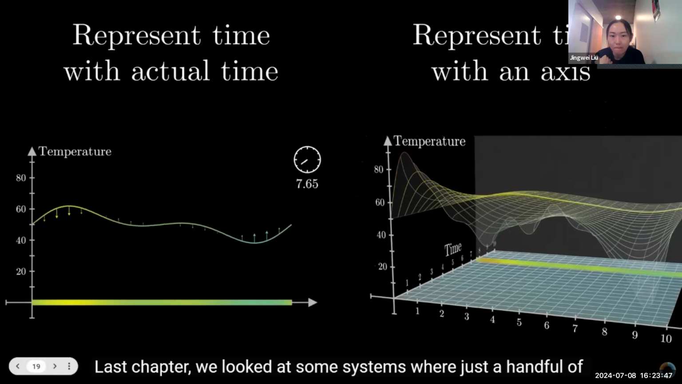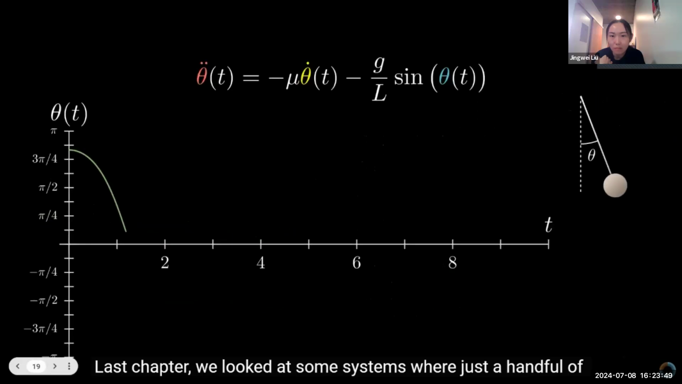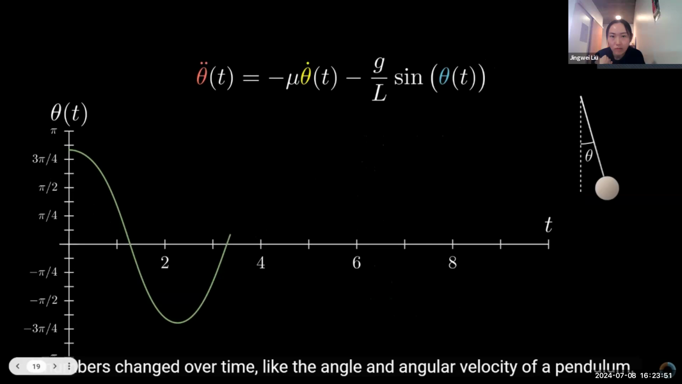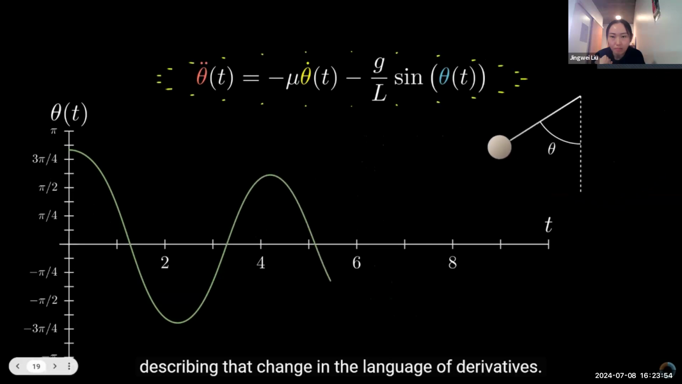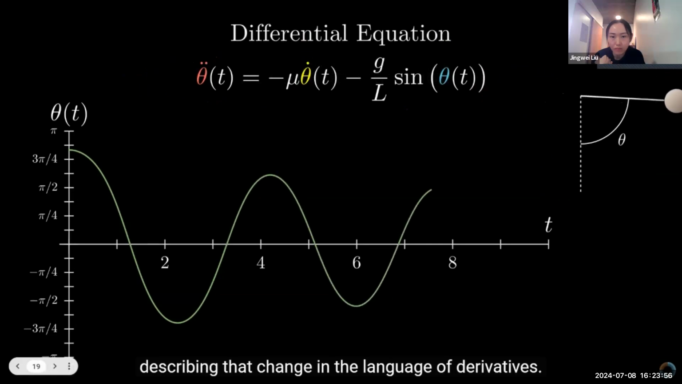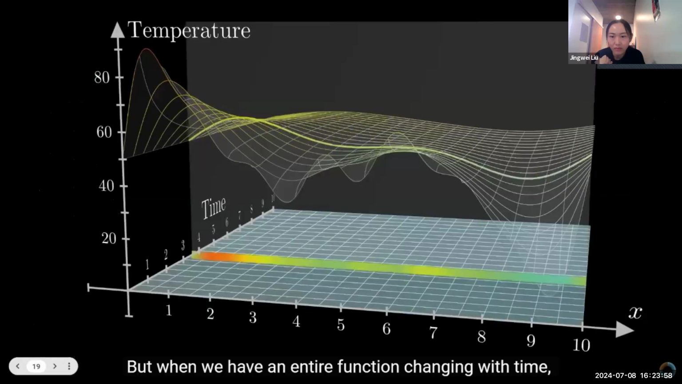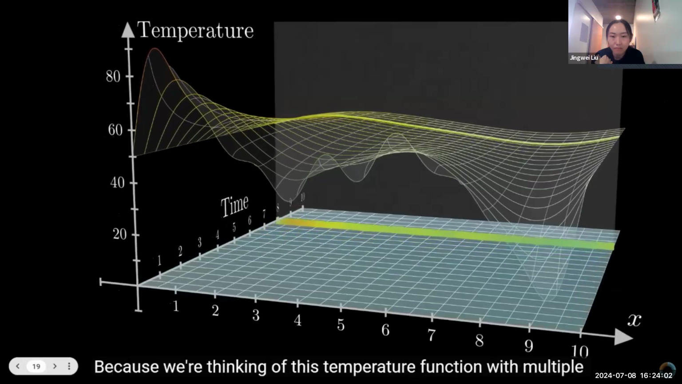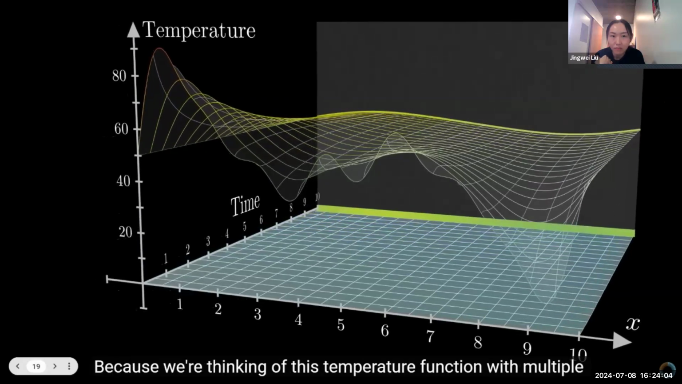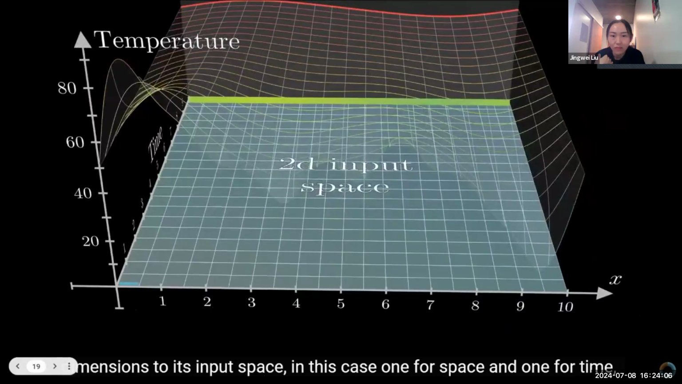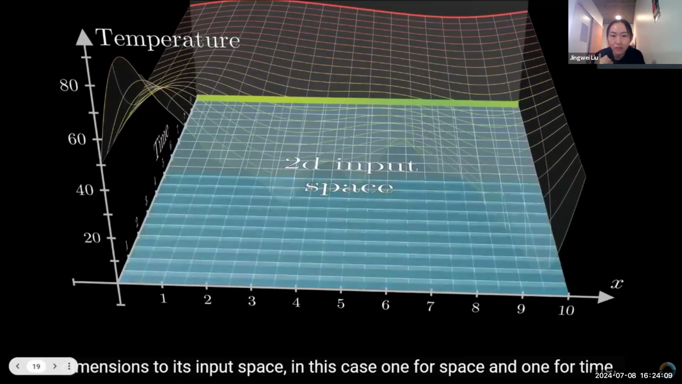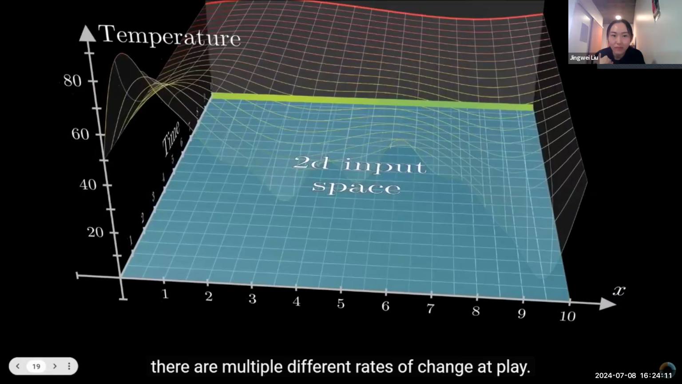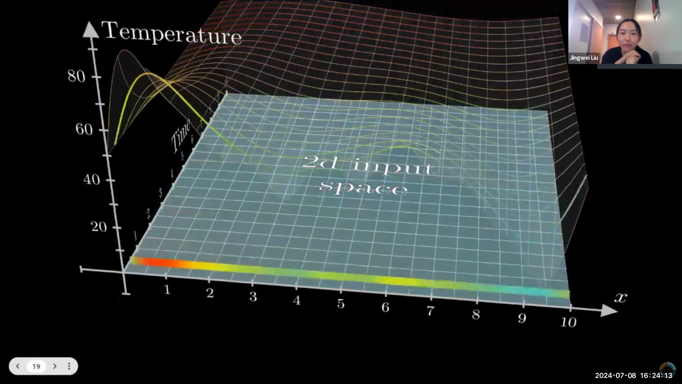Last chapter, we looked at some systems where just a handful of numbers changed over time, like the angle and angular velocity of a pendulum, describing that change in the language of derivatives. But when we have an entire function changing with time, the mathematical tools become slightly more intricate. Because we're thinking of this temperature function with multiple dimensions to its input space, in this case one for space and one for time, there are multiple different rates of change at play.